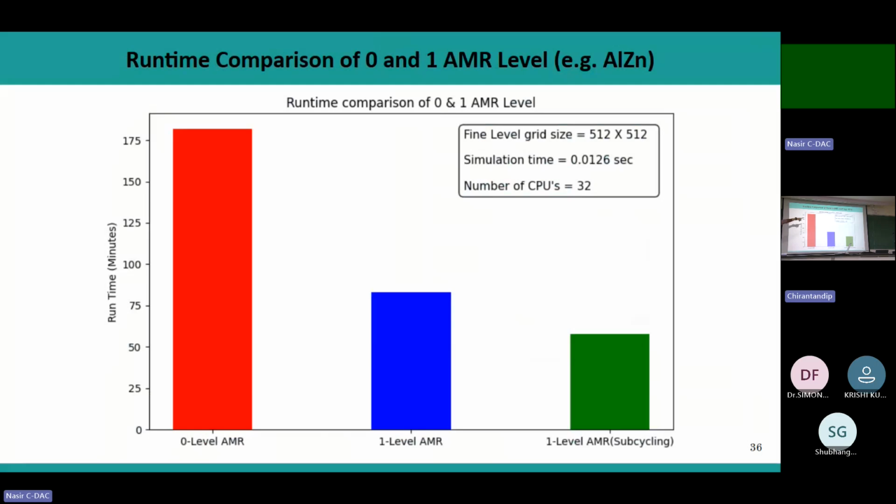Here I choose a fine grid size of 5. Time fixed up to 0 to this. Number of series is 30. If I use 0 level, the computation time is 180 in this. I use 1 level without time step cycling, then it is 78, 80, 82 or 80. And if I use the cycle, excellent.